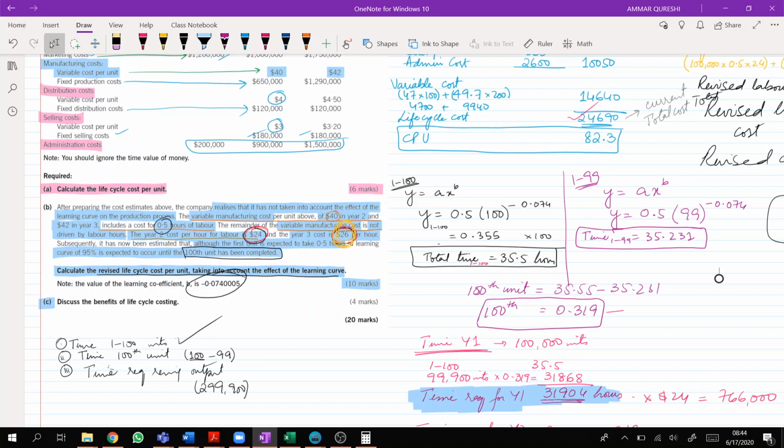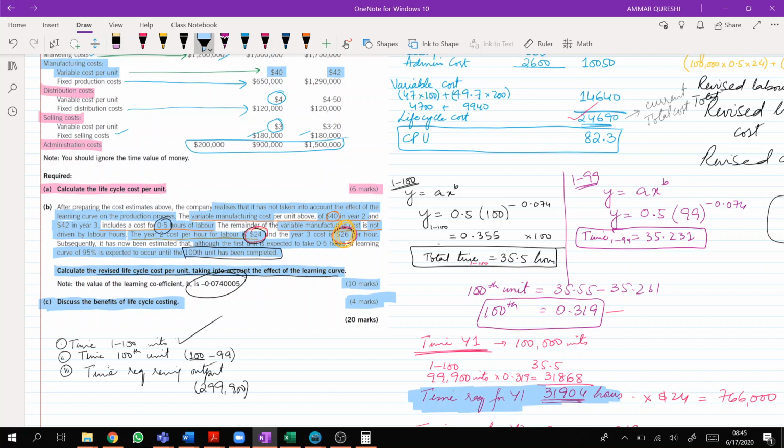C is simply the benefits of life cycle costing. So I'm leaving this part to you. This is for 4 marks, so you just need to identify two basic benefits of life cycle costing. For example, we can include the complete cost. We can charge the complete cost to the product because the life of the product is short.